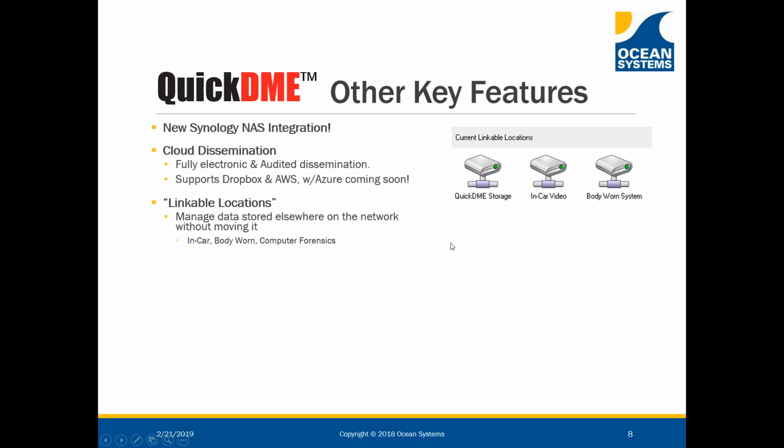We talked a little bit about cloud dissemination. So if your agency is using Amazon Web Services storage or Dropbox account, you can leverage those accounts to disseminate assets fully electronically right from Access DME. And all of that information is audited. So anytime someone with permissions disseminates via the cloud, that is audited, of course. That ability includes the ability to password protect those files, to set expiration dates, to have QuickDME auto-delete those files from your cloud account after those expiration dates, and more.